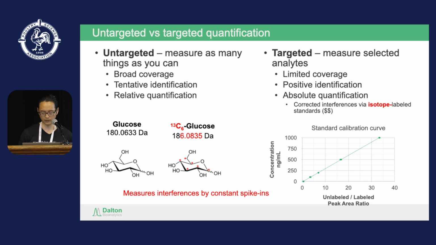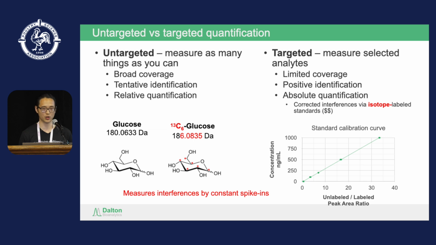So it's just a little bit of a tangent, but I'd like to also describe a little bit the difference between untargeted and targeted quantification. So in untargeted, we're basically doing the omics. We don't have enough resources, so we're just doing relative quant. We're trying to measure as many things as possible.